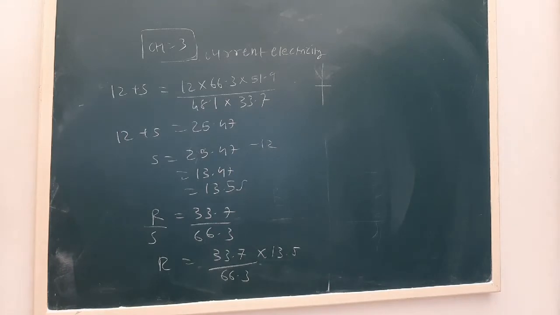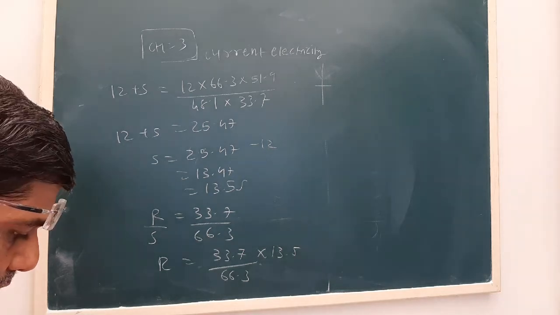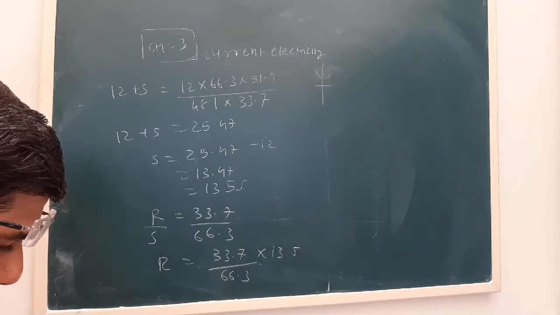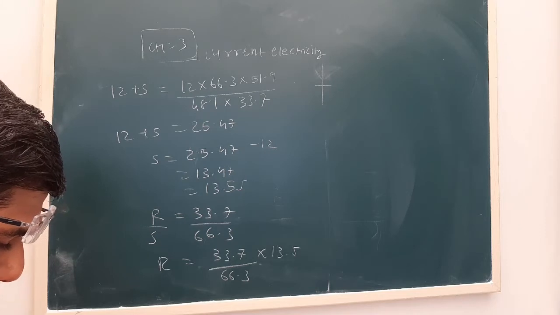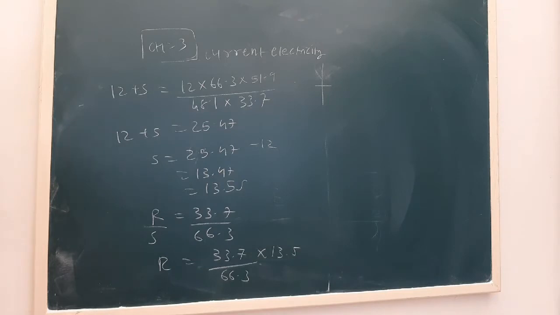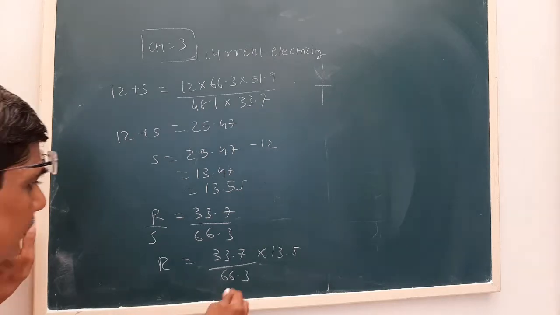into 13.5 divided by 66.3. Sorry, 33.7 into 13.5 divided by 66.3 will get 6.87.